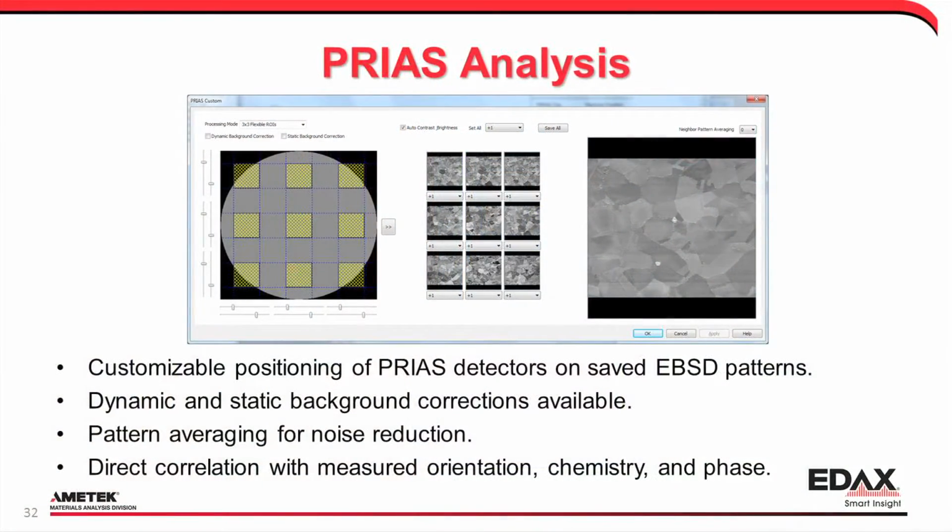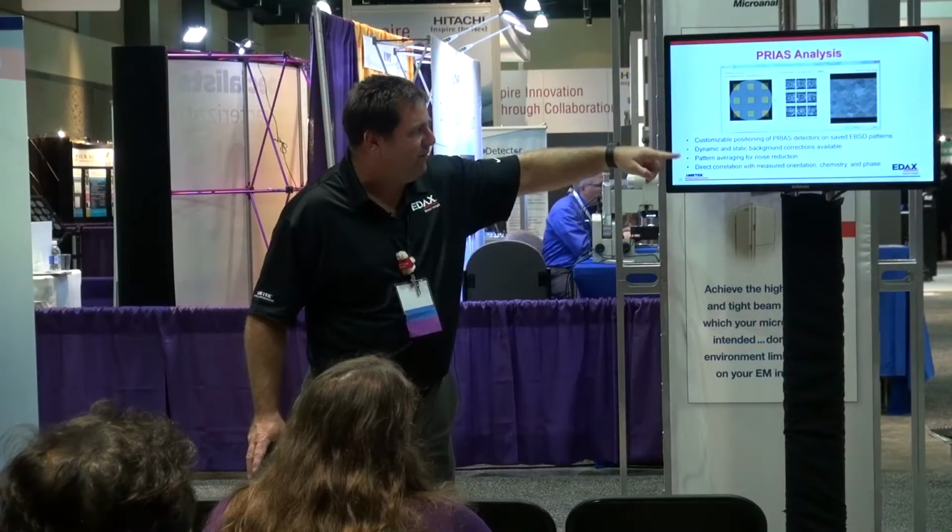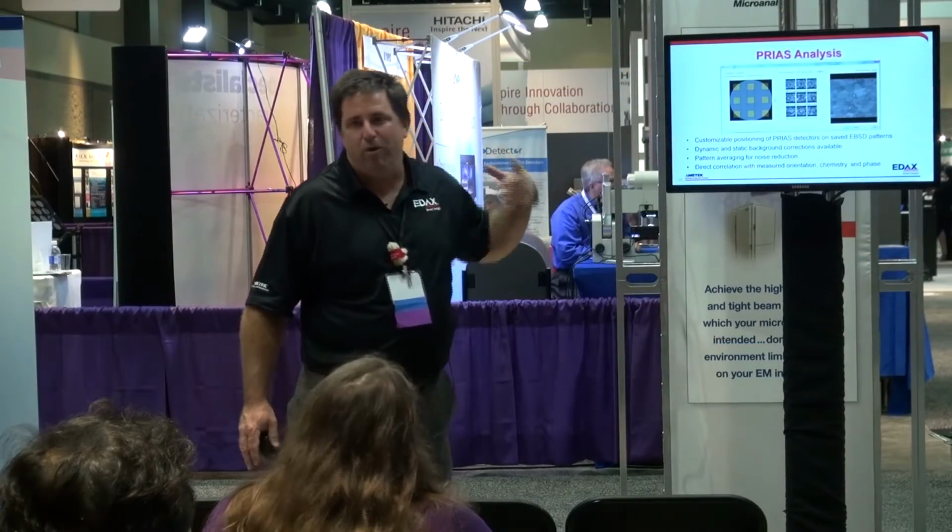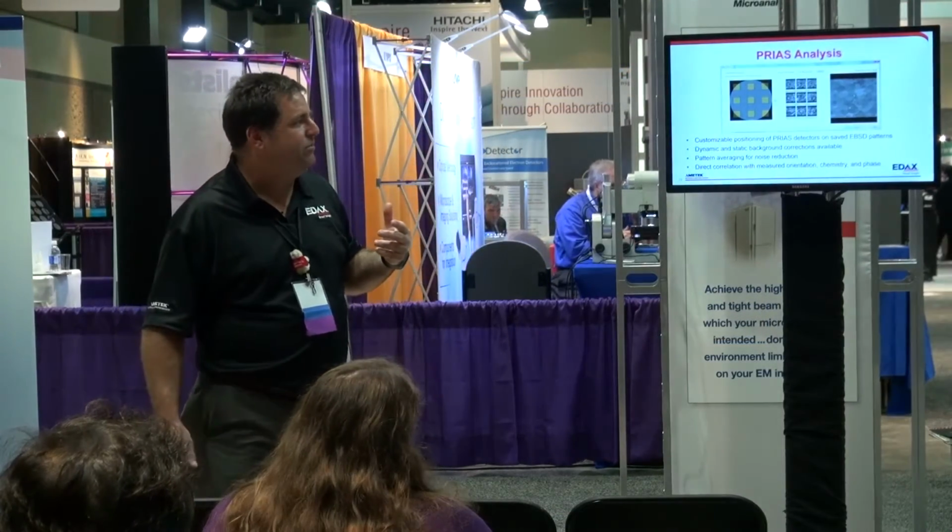And then the third is what we call PRIAS analysis, and this requires you to save all the EBSD patterns. This happens in Team very easily, and it manages all that. You're able to do additional background corrections if you want, some pattern averaging if you want. Again, direct correlation with your measured EBSD results.